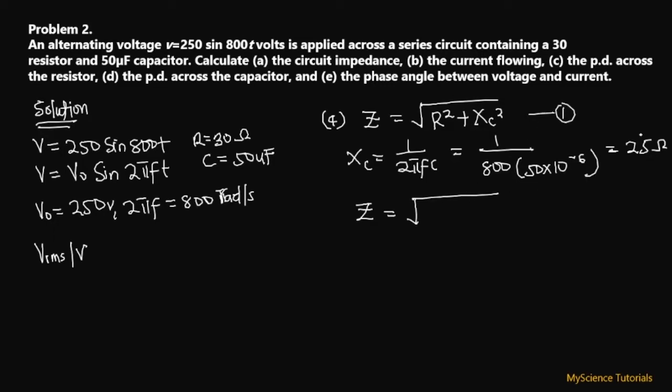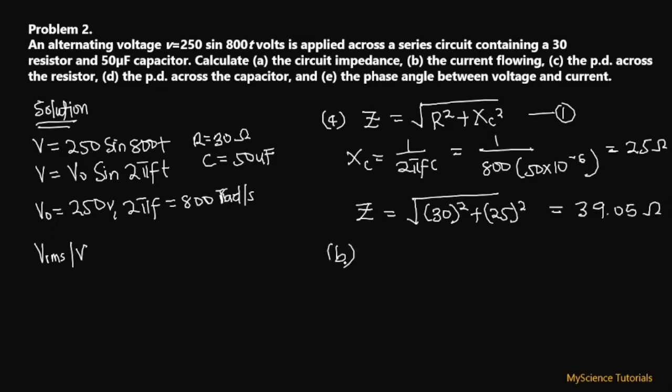If we substitute this into equation 1, our resistance is 30 ohms, so we have 30 squared plus 25 squared. So our impedance is equal to the root of 30 squared plus 25 squared, which is 39.05 ohms. So that is the answer for the impedance of the circuit.